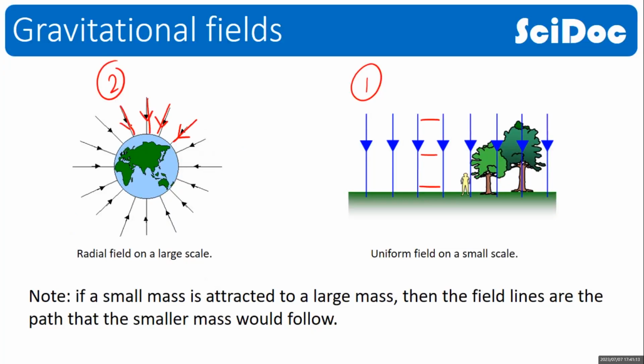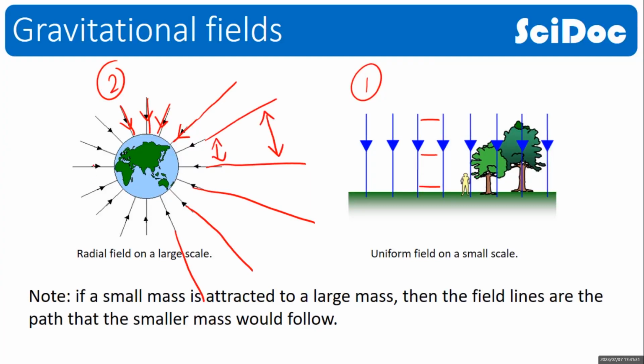In this case, you are going to see that the field lines are spreading out when they are going far away, and they are coming closer to each other when they are near. So we can say that in this case, the field is not uniform. And this field around the earth is known as radial. This is a radial gravitational field around the surface of the earth.